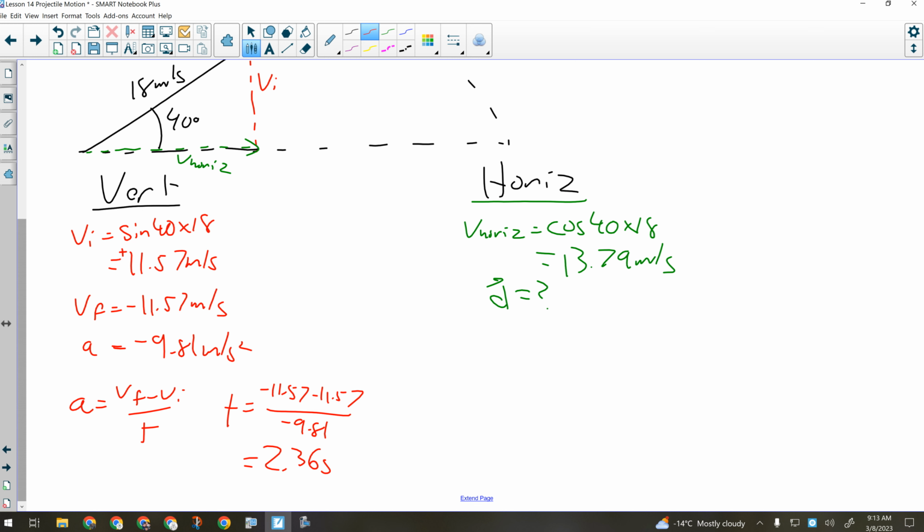Okay, so that can come over to here. Okay, and now we can find out what D is. D equals V times T, so 13.79 times 2.36.